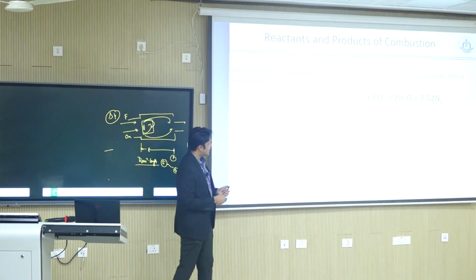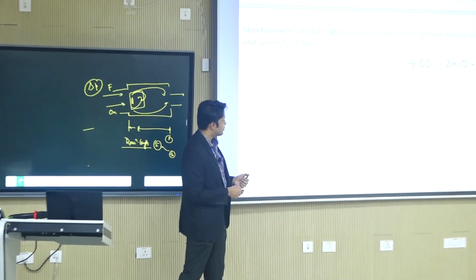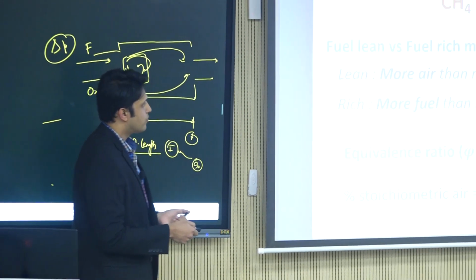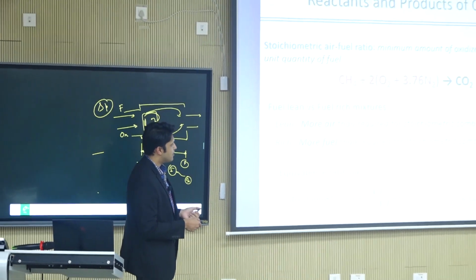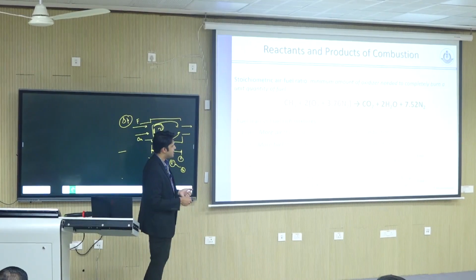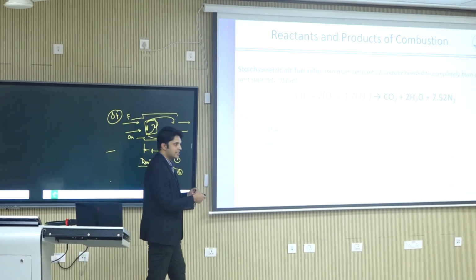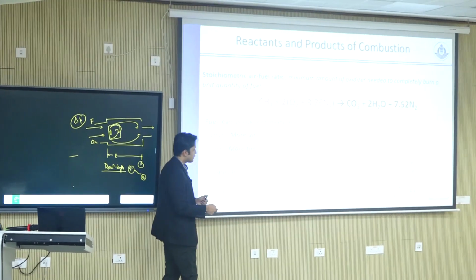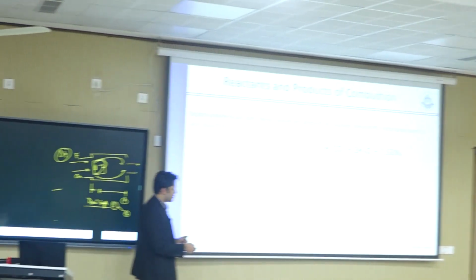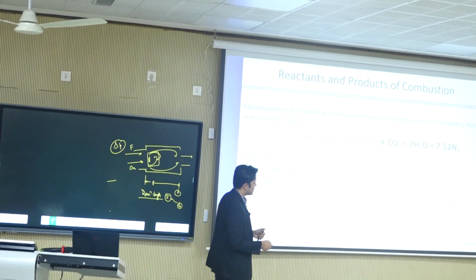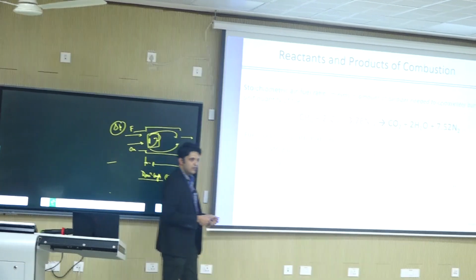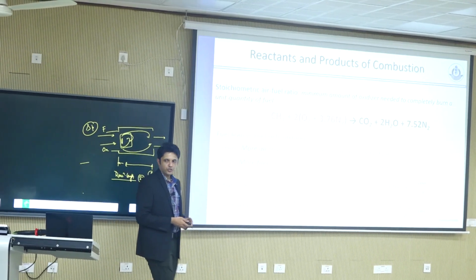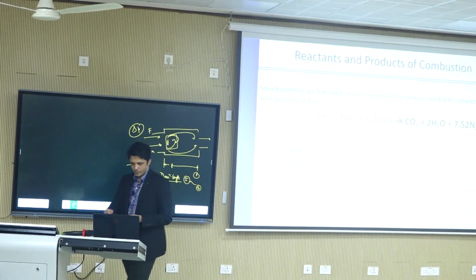There are other ways of denoting this. Sometimes we use percentage of stoichiometric air. If this value is given, you can find phi as 100% divided by the percentage given. Sometimes it is given as percentage of excess air. If you know the equivalence ratio, you can calculate the percentage of excess air in relation to the stoichiometric composition.